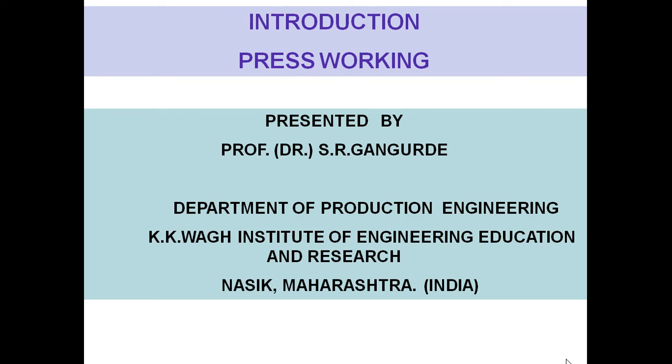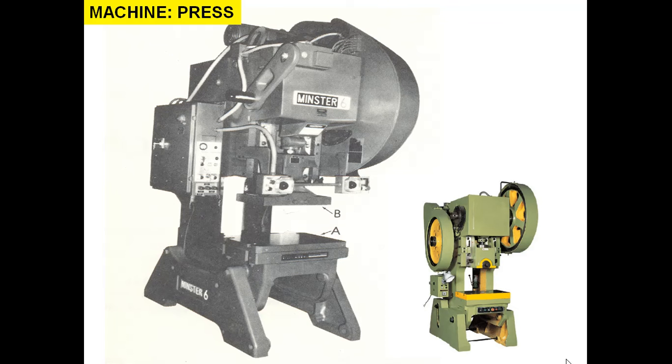In press working operation, the raw material is in the form of sheet metal. The sheets may be cut into different sizes, which are called strips of the sheet. These sheets are manufactured with the help of the rolling process. You have studied this in the forming operation. So the machine used in press working operation is nothing but a press.